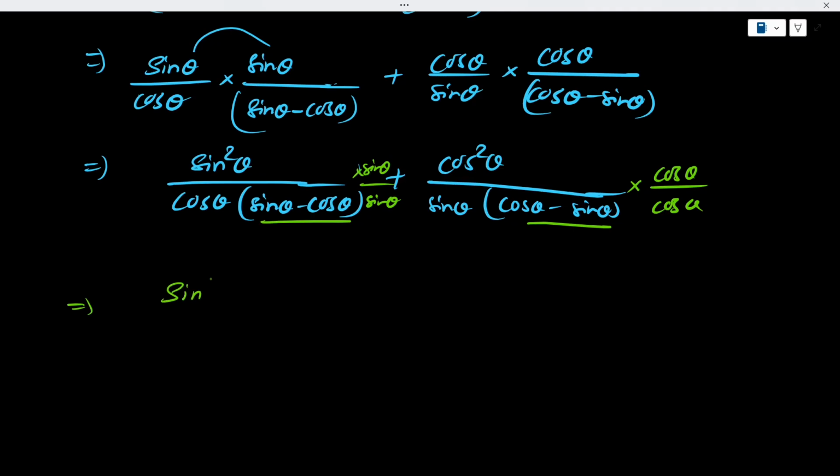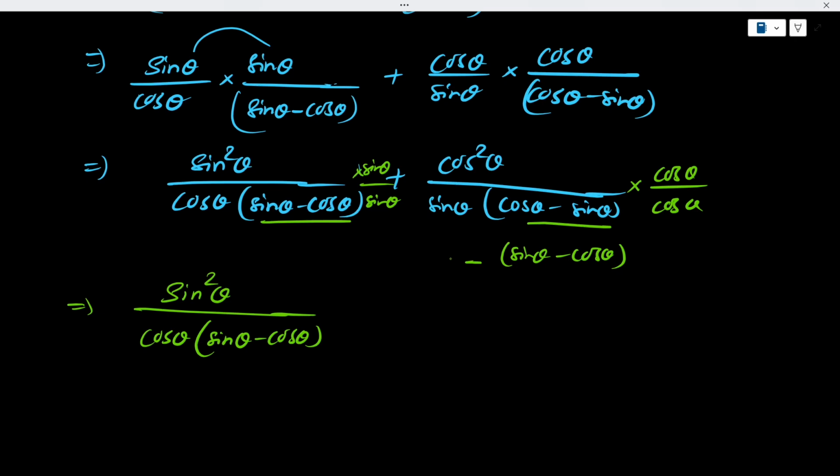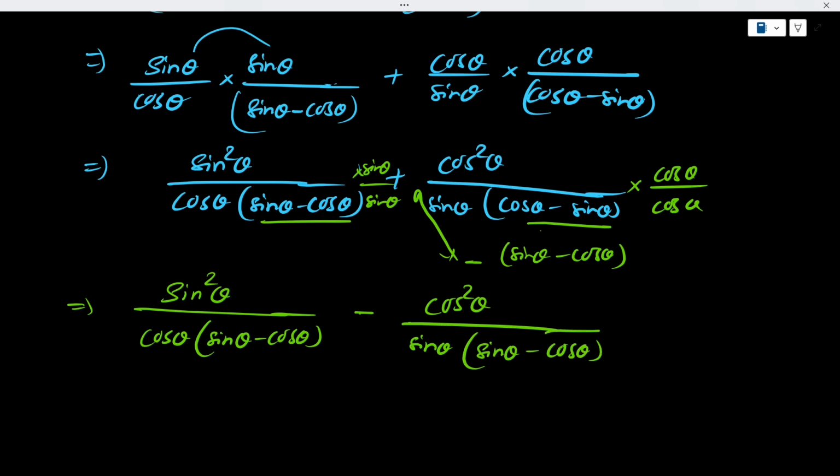So it will become sine square theta. First, I'm not multiplying, I'm just writing in the same order. So it will become sine theta minus cos theta. And from here, if I take the minus sign outside, it will be sine theta minus cos theta. I'm not changing the actual sign. And these plus and minus will become negative. So now minus cos square theta by sine theta as it is, and I can change the order now. So cos theta minus sine theta will become sine theta minus cos theta. Here only you need to be careful.